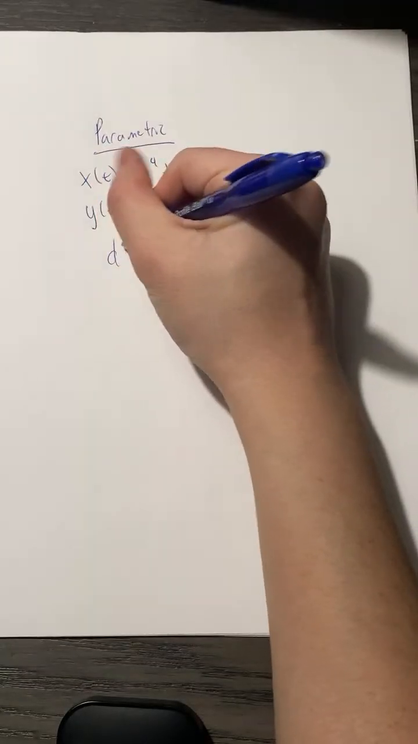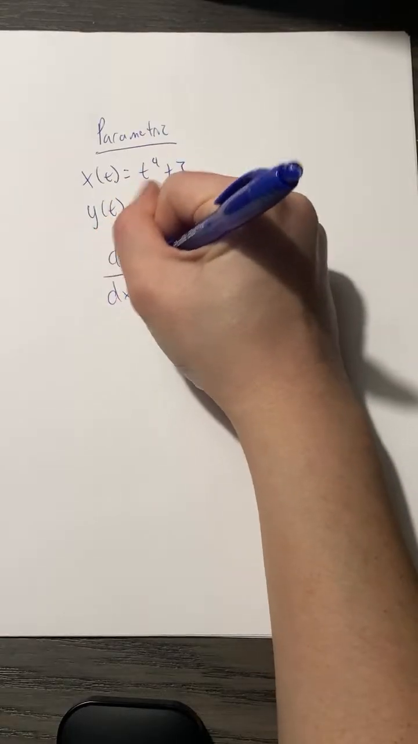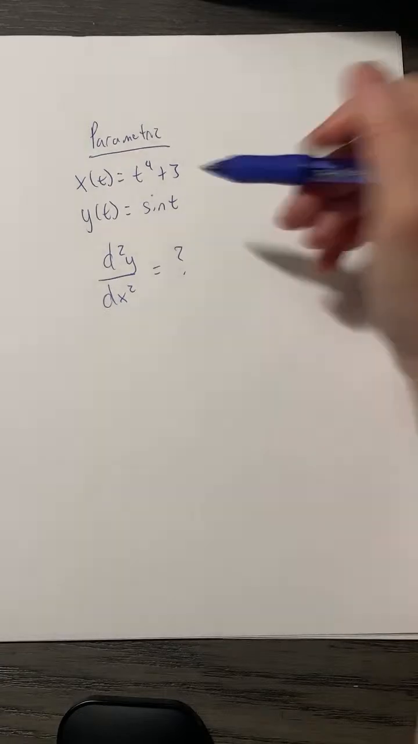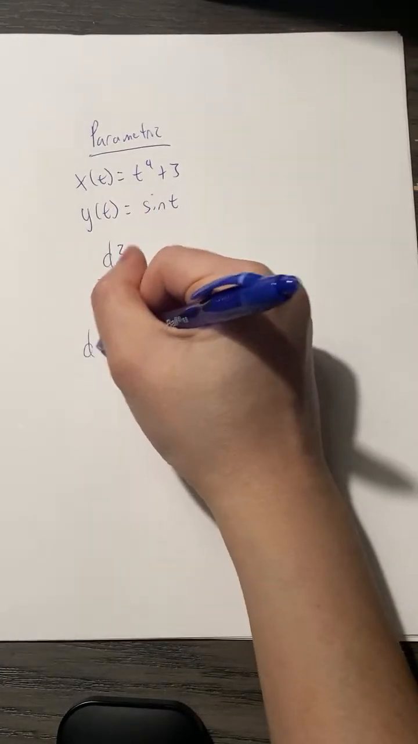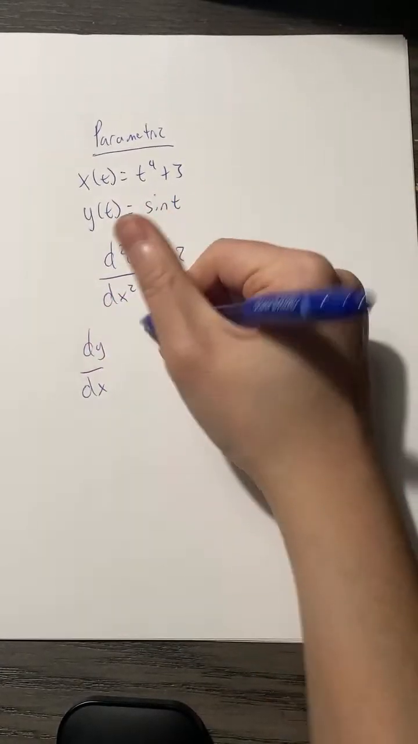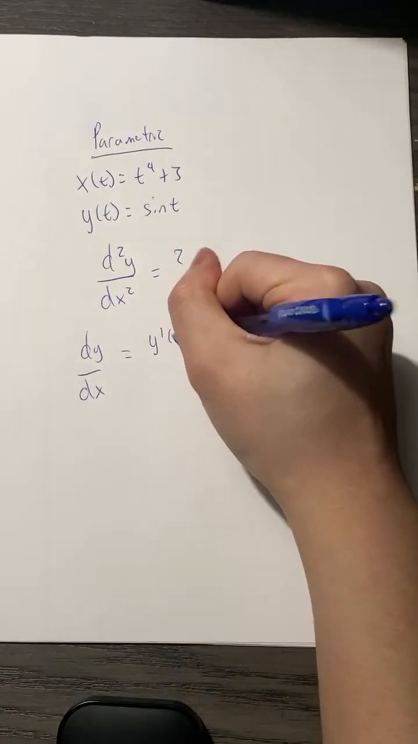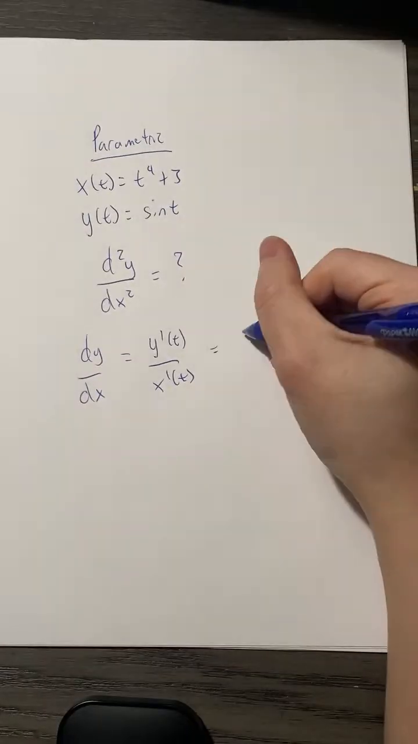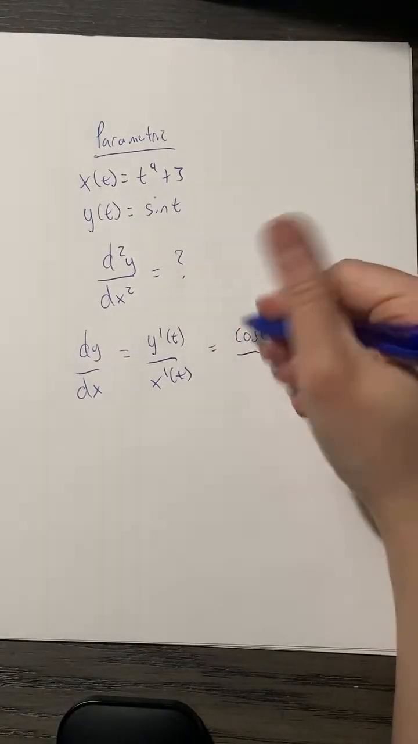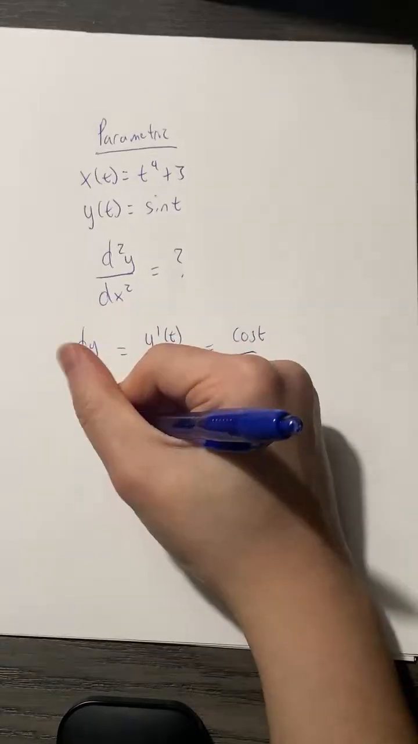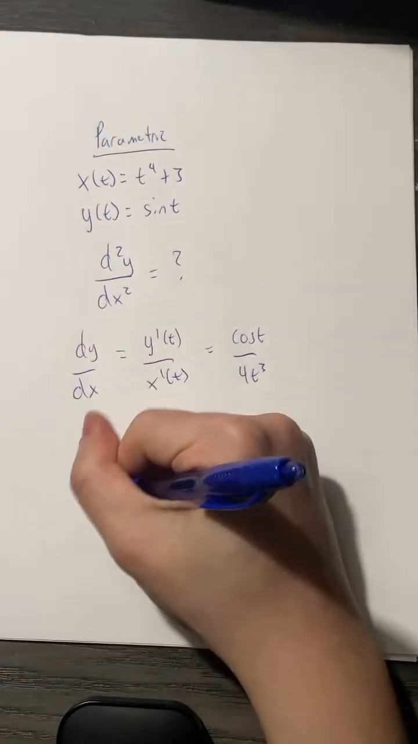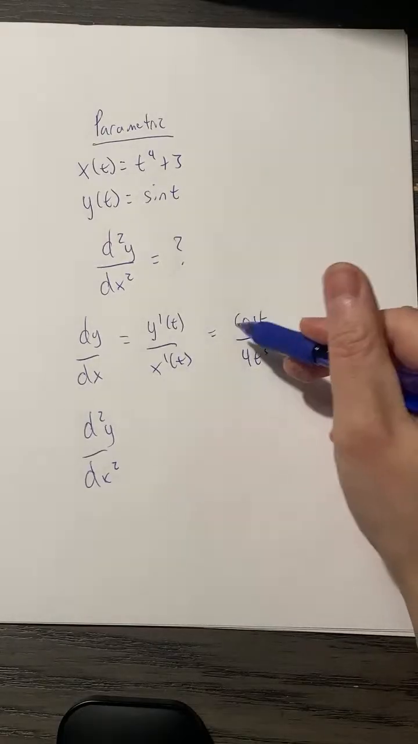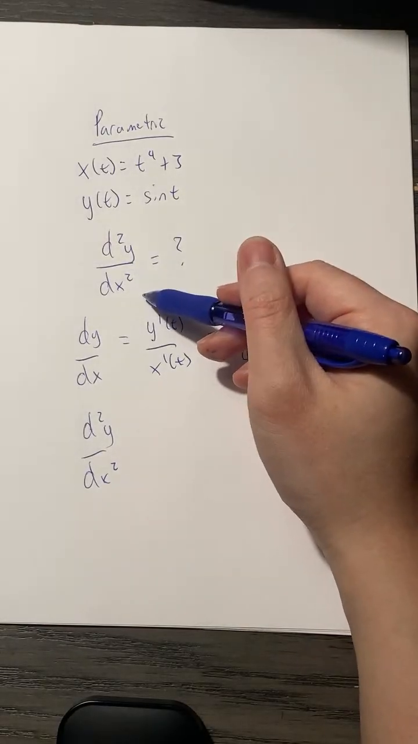Okay, so we're finding the second derivative here. Again, these questions are harder because we have to first find the first derivative. But that's just y prime over x prime. Y prime is cosine, x prime is 4t cubed. Then just remember that because of the chain rule, for the second derivative, you have to take the derivative of what we just found, and then you're going to randomly divide by dx dt.